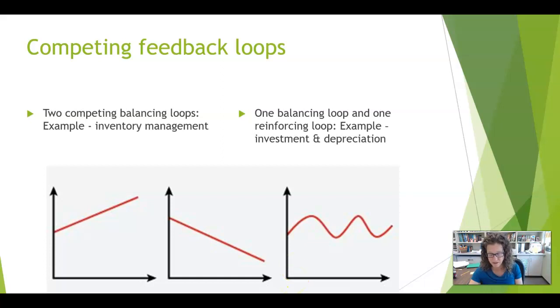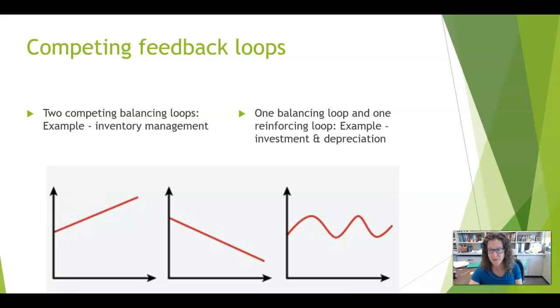Another example is investment and depreciation. The reinforcing loop is investment. We might invest in our factories or our organizations by buying more physical capital like machines or more factories, and investing in our human capital, training our employees to boost efficiency. And this will drive our output, the stock of goods and services. So here we might look at behavior over time, and the stock that we're looking at are the goods and services that we are able to produce.